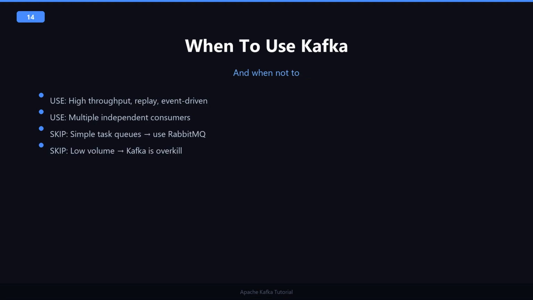So when should you use Kafka? Use Kafka when you need high throughput, millions of events per second. When you need to replay historical data. When multiple services need to consume the same events independently. But Kafka isn't the answer to everything. If you just need a simple task queue, RabbitMQ or Redis might be simpler. If your data volume is small, Kafka's operational complexity isn't worth it. It's all about picking the right tool for the right job.